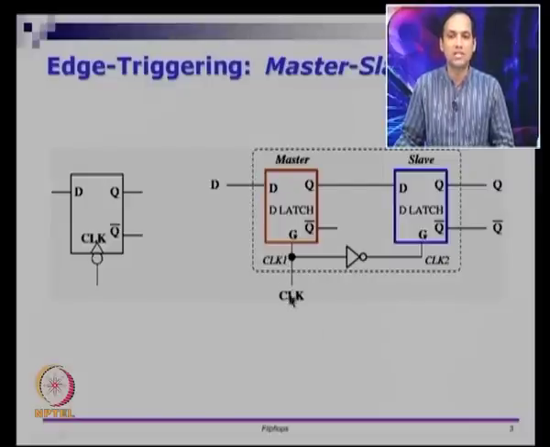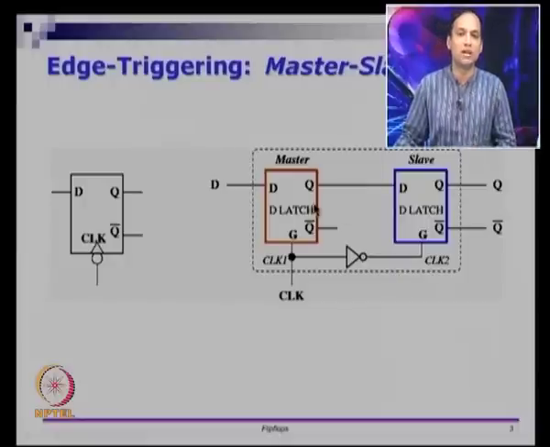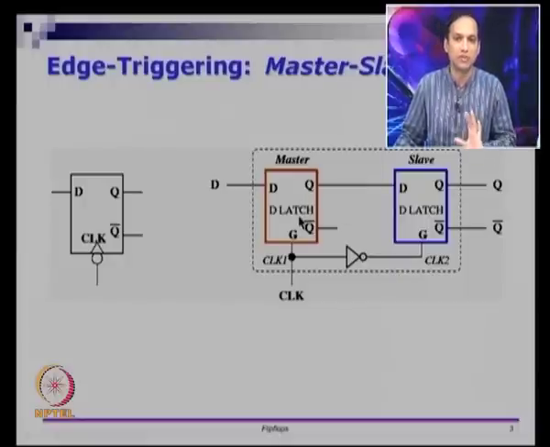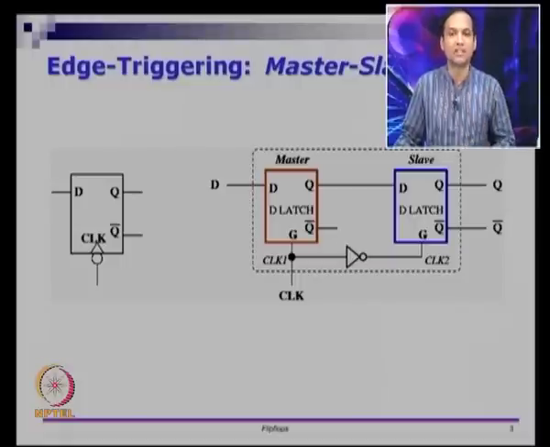So, in some sense, if this latch is enabled, this latch is disabled. If this latch is enabled, the slave latch is disabled. So, at any point of time, there is only one latch which is enabled; the other latch is disabled. The first thing I want you to see is this fact: since G is the enable for this, when CLK is on, master will be enabled and slave will be disabled, and when CLK is 0, master will be disabled and slave will be enabled.